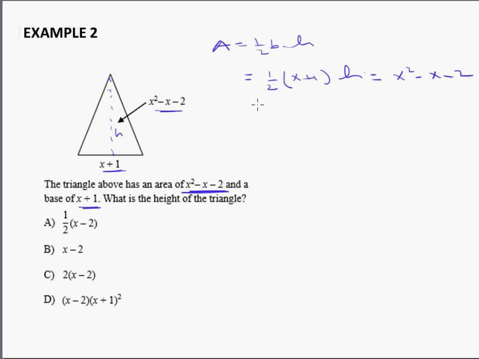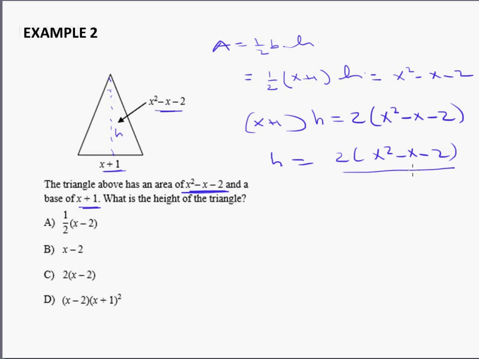So what does it mean? If you want to find h, let's cross multiply both sides by 2. Therefore, we can say that x plus 1 times h will be equal to 2 times x squared minus x minus 2. And therefore, h is equal to 2 times x squared minus x minus 2, divided by x plus 1.